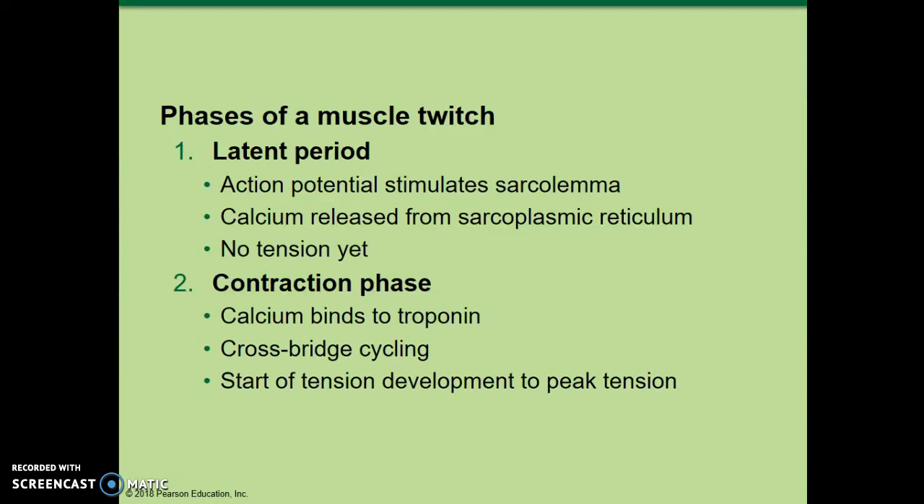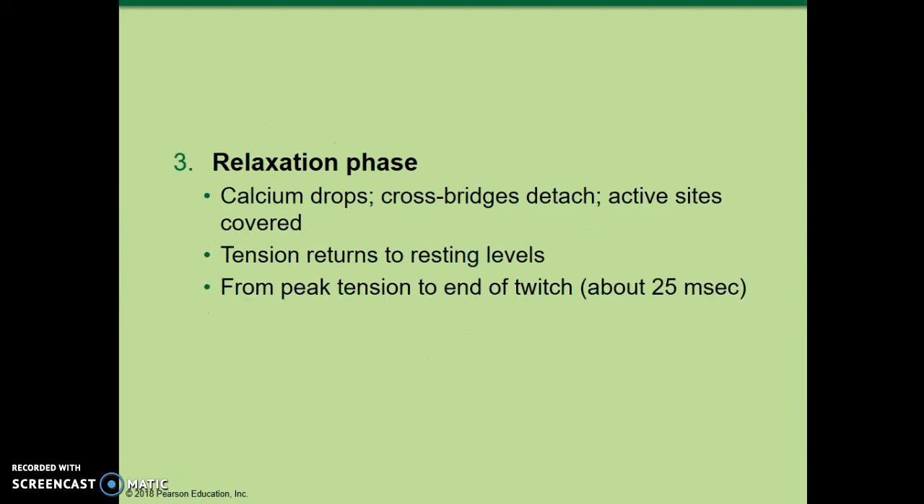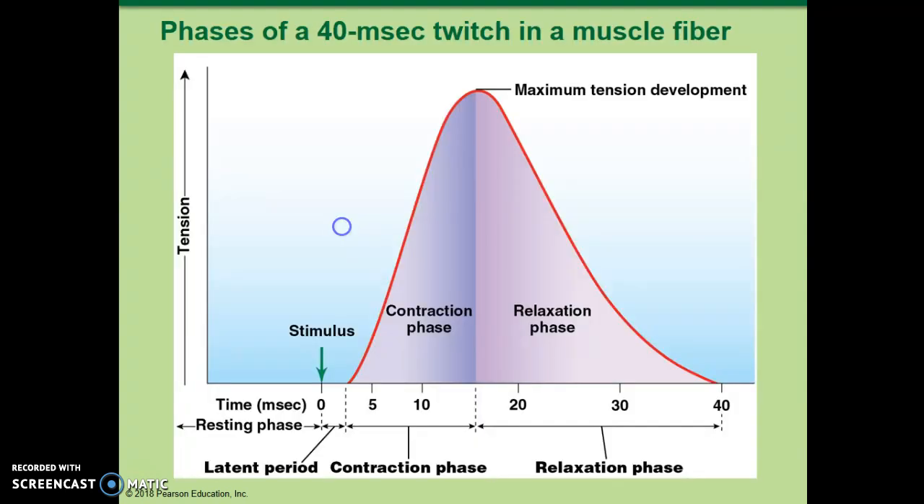Once the calcium binds to the troponin and there are cross bridges forming, the contraction phase occurs, and it's the start of tension, and it will develop to peak or maximal tension. The relaxation phase is when the calcium levels drop, the cross bridges detach, and the active sites are covered again. The tension will return to resting level. From peak tension to the end of the twitch is about 25 milliseconds. And here are the lengths of time for a twitch in a muscle fiber: latent period, contraction phase, relaxation phase.